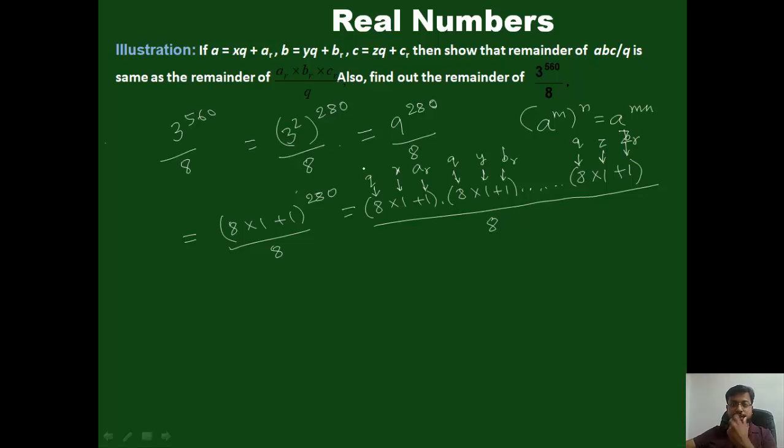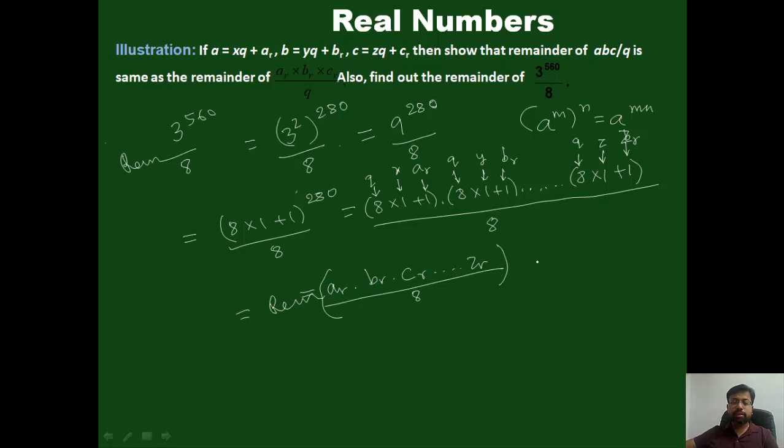So what do you have? The result says that if A into B into C is divided by Q, the remainder in this case will be same as the remainder when their remainders, or when AR, BR, CR are multiplied and divided by Q. So what will be the remainder when this entire number is divided by the number 8? The remainder will be same as the remainder when AR into BR into CR into ZR is divided by 8, right? The remainder when 3 to the power 560 is divided by 8 will be same as the remainder when AR into BR into CR into ZR is divided by 8.